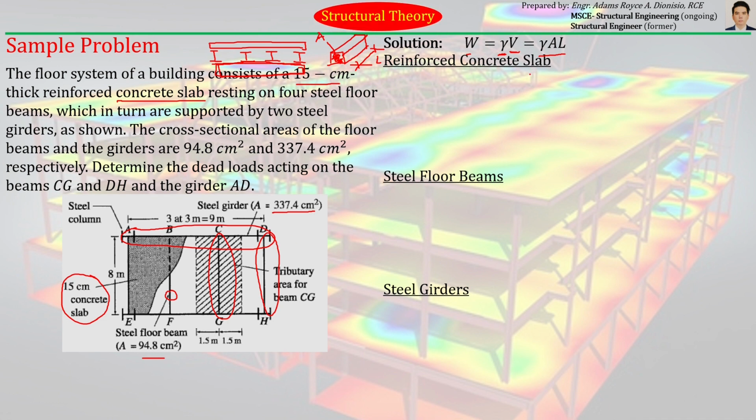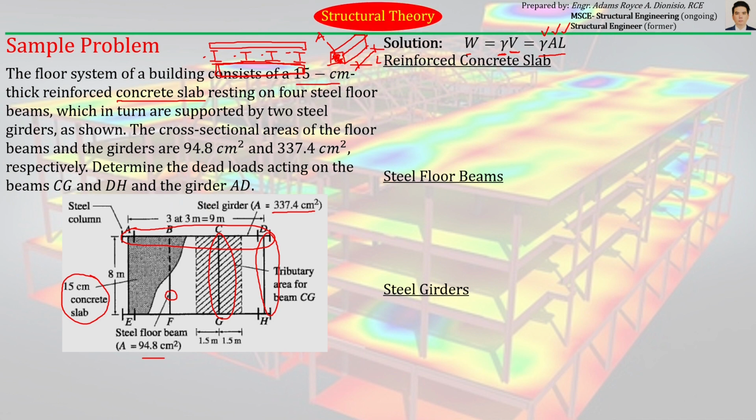The reinforced concrete slab, the steel floor beams that support the slab. Ito, yung 4 na to. And then the steel girders that support the 4 floor beams. Okay. So how do we get the weight or the dead load, simply the weight of the reinforced concrete slab. All we need to do is find the unit weight and then multiply it by the cross-sectional area and the length. You can already find the weight of the reinforced concrete slab.